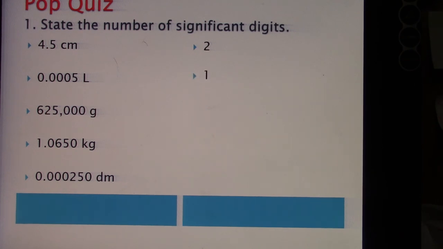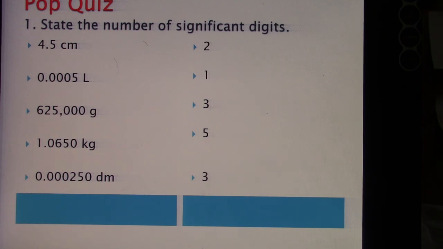How many significant figures are in 625,000? Remember, there's no decimal place, so the answer is 3. And the next one has 5, and the last one has 3.